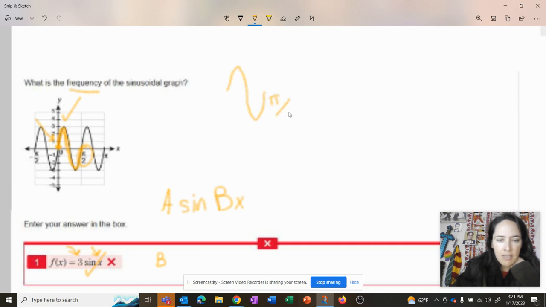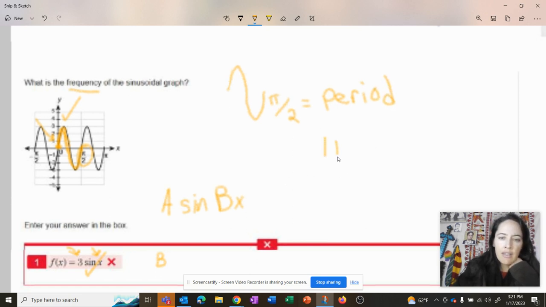So the period is pi over 2. That's the period. Okay, how does that help me? It's not asking for the period, Mrs. Reynolds. I know. It's asking for the frequency. Well, the frequency is just the reciprocal of the period.